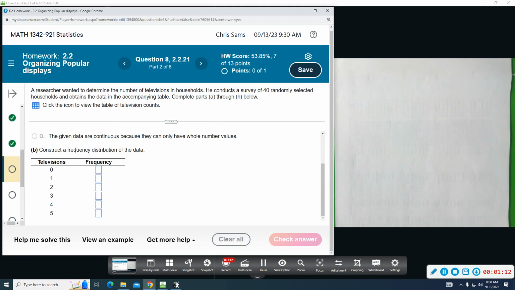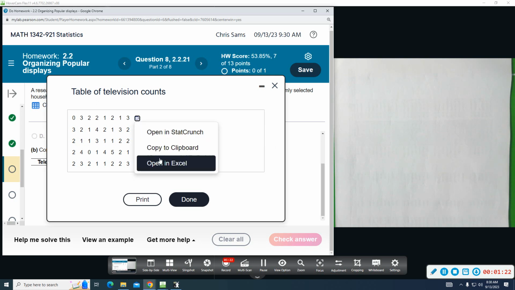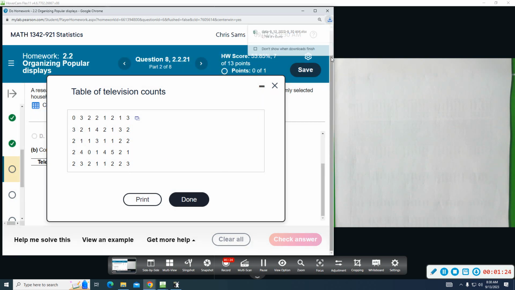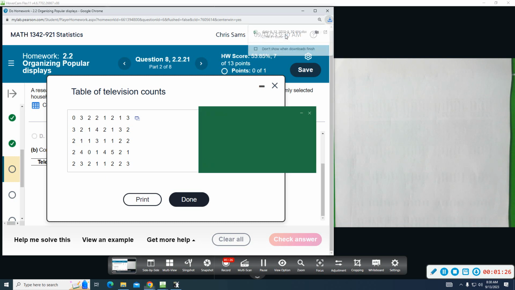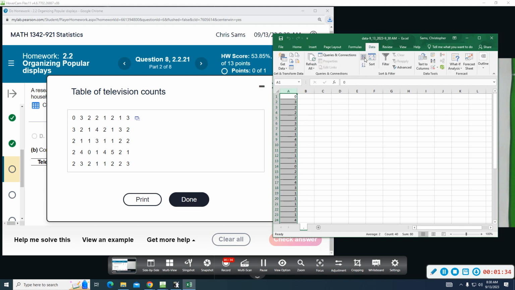All right, so now we're going to construct a frequency distribution. So you can do this with a calculator or with Excel. I'm going to use Excel. I think it's going to be a little bit faster. So I'm going to tell it to copy this in Excel. So it's done that. I'm going to open this up and see all my data is here. So what I'm going to do is I'm going to click this column. I'm going to go to data. I'm going to tell it to sort and just do A through Z. It's going to do smallest to largest, as you see here.